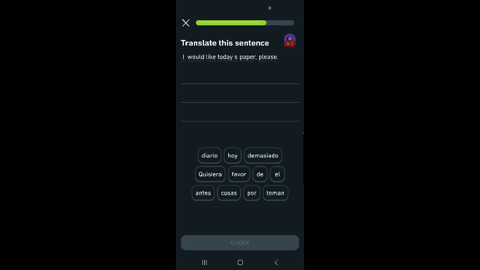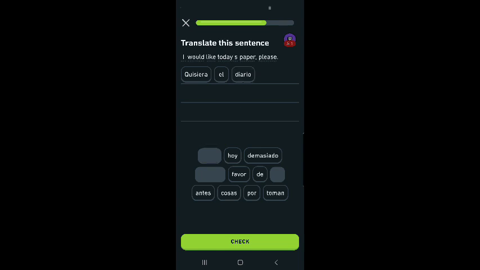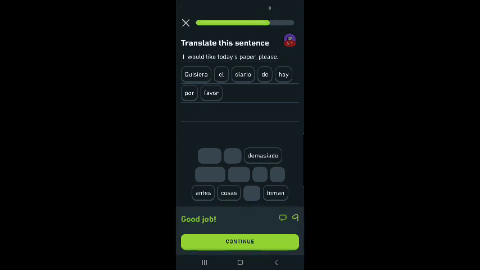I would like, I'm gonna say this one. Quisiera. El diario. Diario. De hoy. De hoy. Por favor. Quisiera must mean I would like. El diario is the paper. De hoy is of today. And please is por favor.